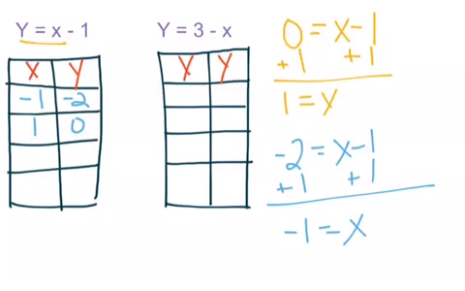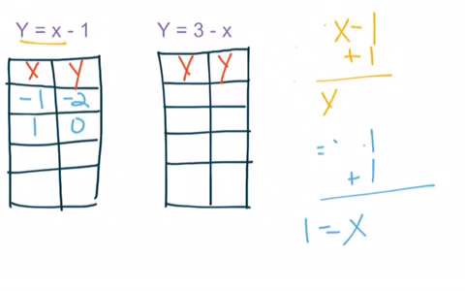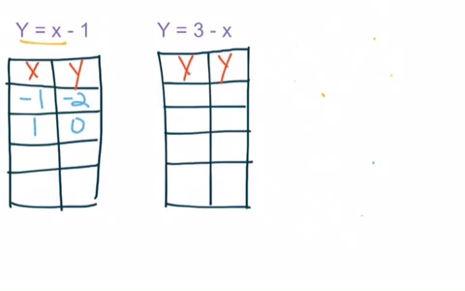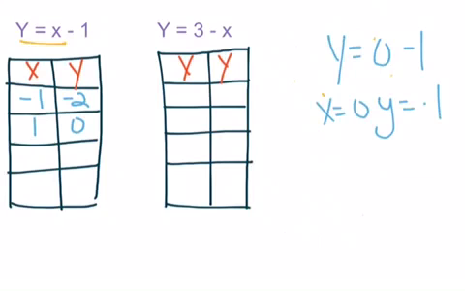All right, let's say that x equals 0. I'm going to erase this a little bit, give us a little bit of room. If x equals 0, we have y equals 0 minus 1, which is negative 1. So when x equals 0, y equals negative 1.